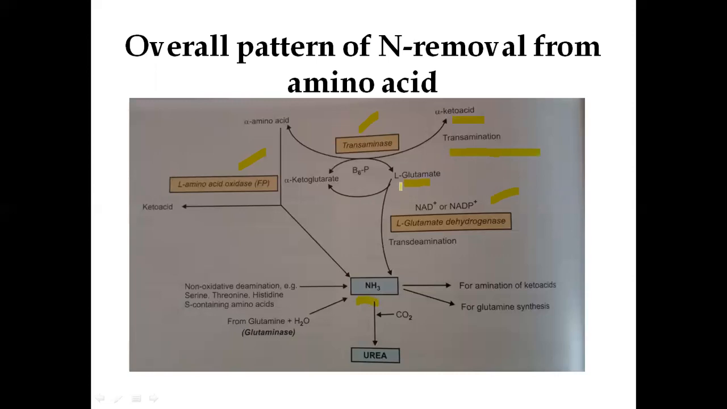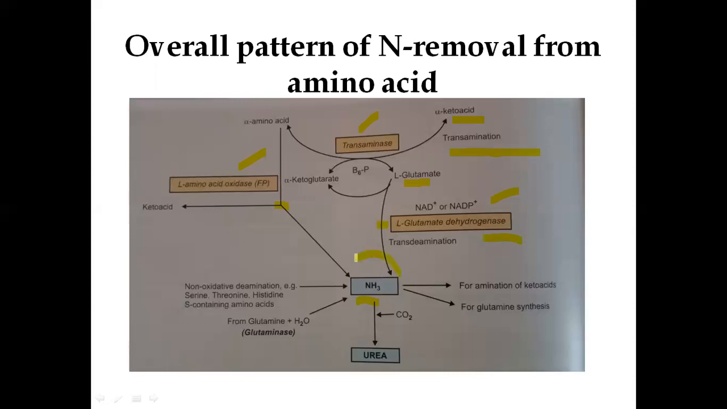And this L-glutamate will not undergo the deamination. Instead, it's a coupled reaction of transamination and deamination that results in the formation of NH3. NH3 will be removed in the presence of the enzyme L-glutamate dehydrogenase. So one NH3 source is from transamination. Another is from deamination. Another source is from transdeamination by glutamate amino acid.